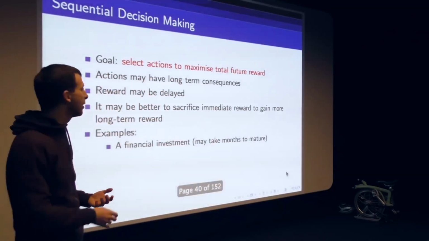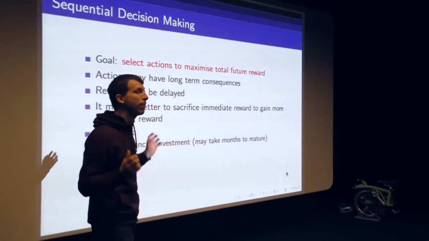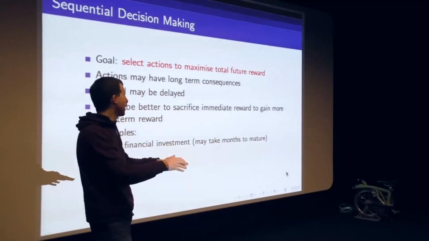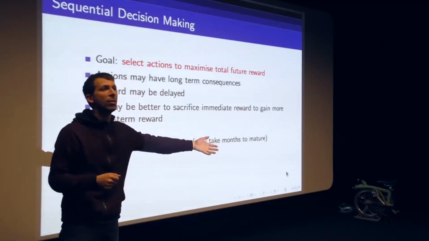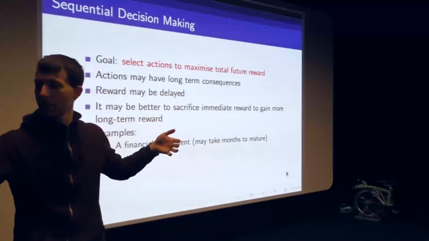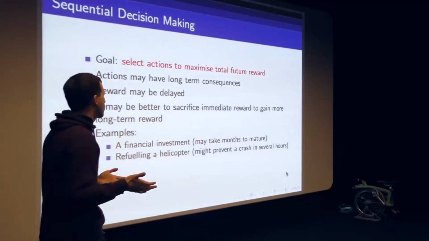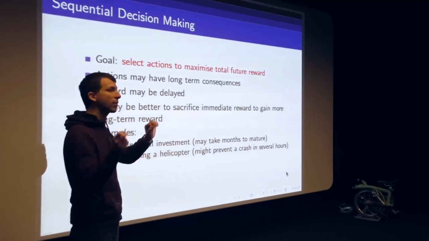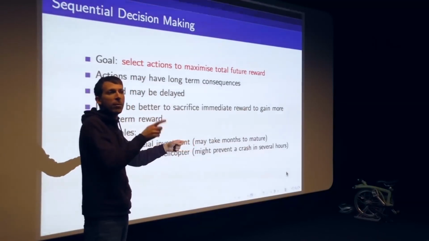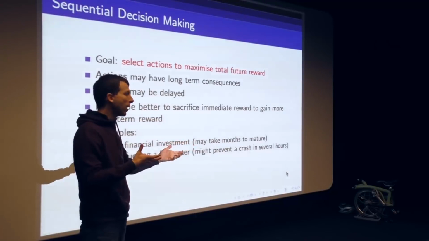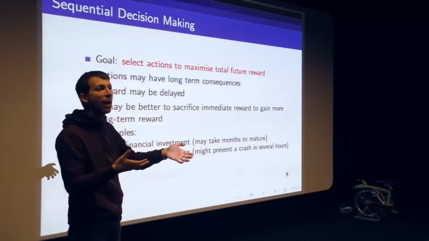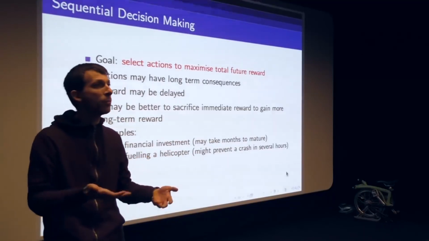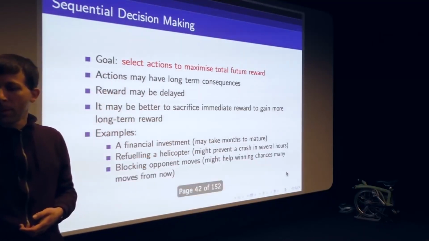An example of that would be a financial investment where you have to spend some money now, so you're losing money, but then you believe that later you'll get more money back once this matures. Or in the helicopter example, maybe it's running low on fuel, so you might want to stop, lose some reward for following your maneuvers, to refuel for a while, but that might prevent a crash in several hours' time and therefore actually lead to longer runs and more reward in the long run.